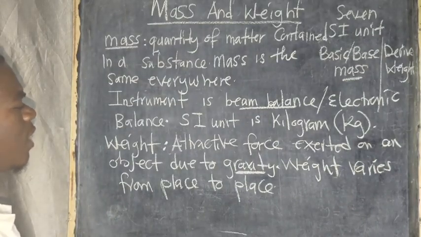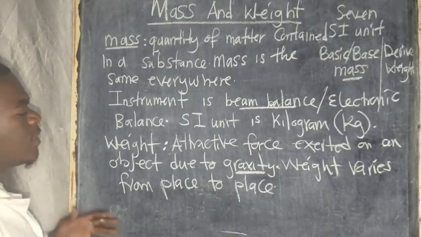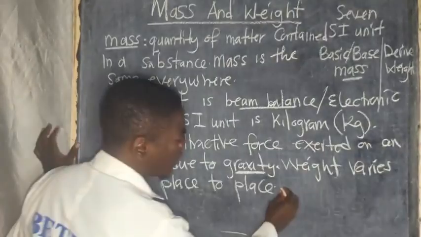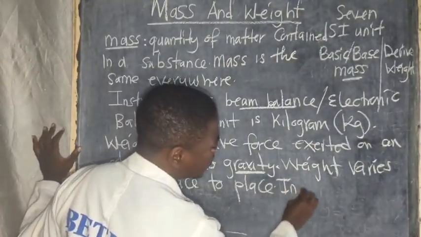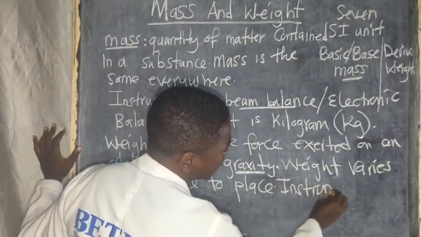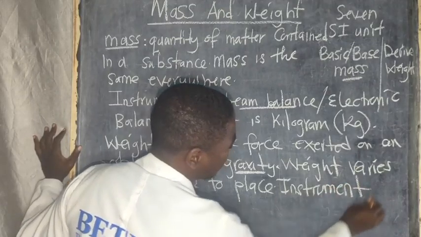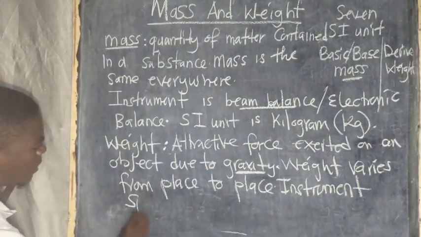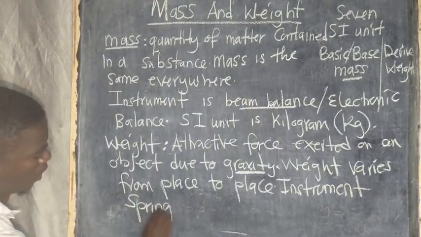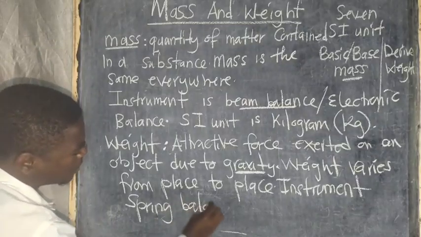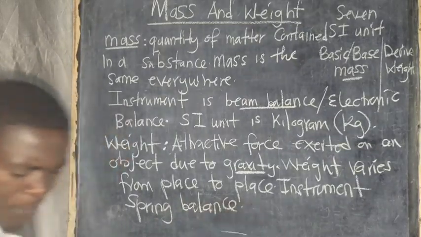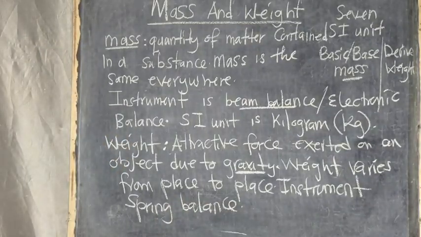So we also have an instrument that is used to measure weight. What do we call an instrument used to measure weight? It is called a spring balance. We get to call it a spring balance. I think people are able to see what I'm writing here. You are able to understand.